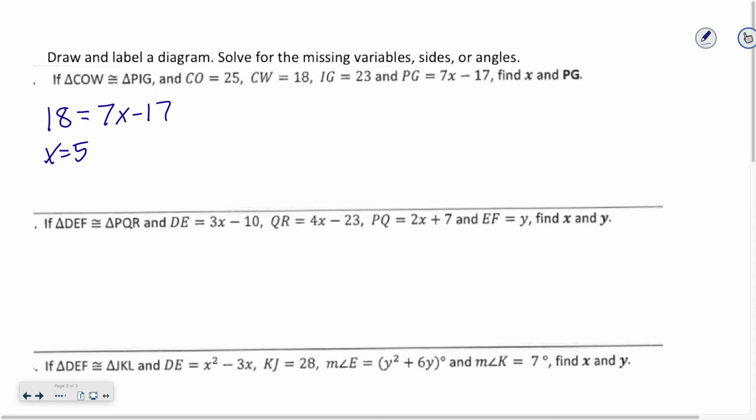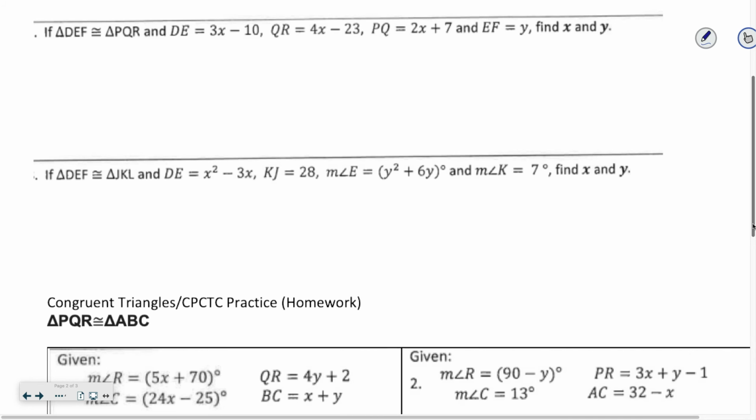All right, I want you to take a second. We're going to skip 2 and we're going to go to 3, because I like the fact that there's some squares in here. This is your congruency statement. You can either draw a picture and label it, or you can just set them up.